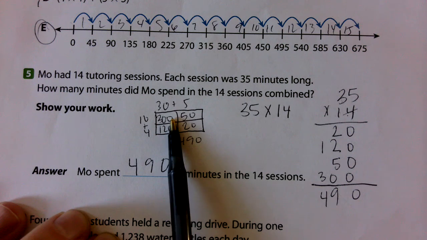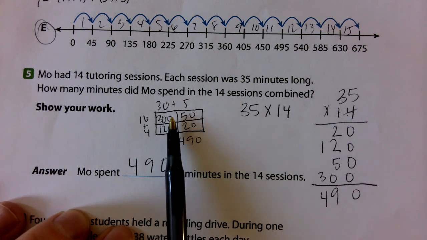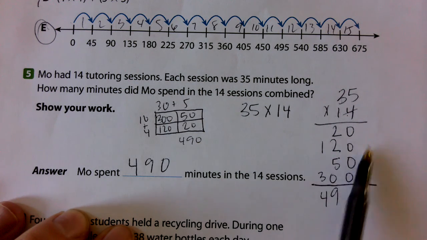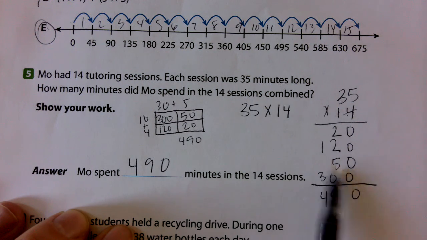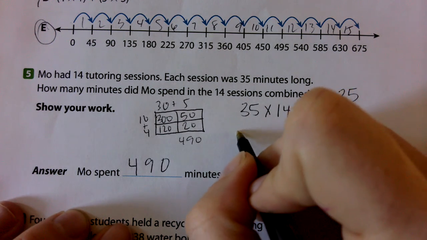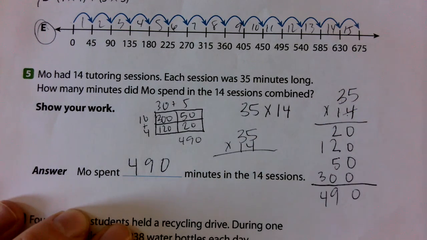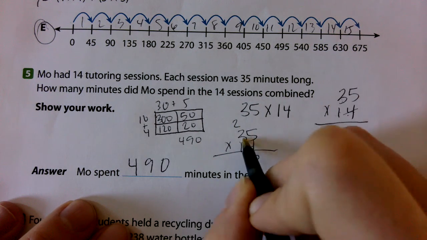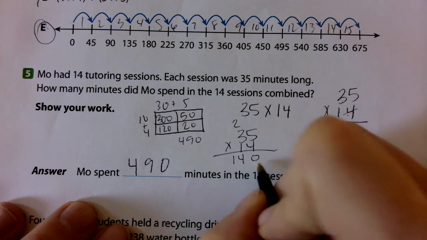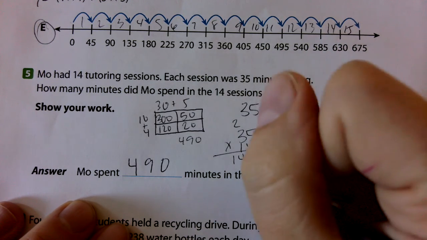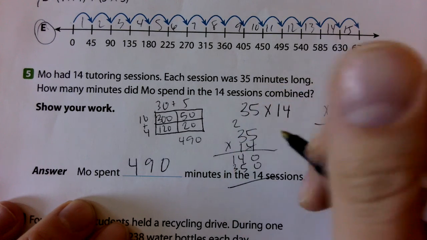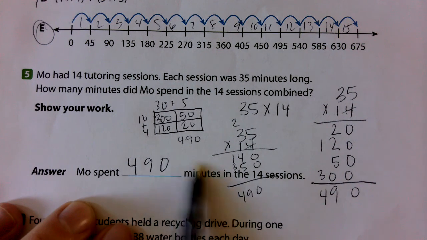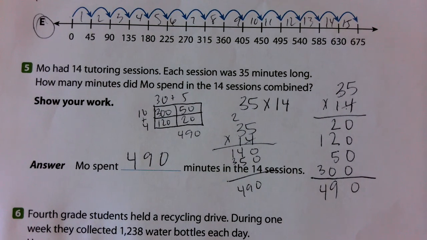But look at these numbers. What do you notice is similar? 300, 120, 50, 20. You're just finding the value of each digit and adding them together. You could also have done the standard algorithm, okay? And that would have still gotten you that same answer. It would have just gone 4 times 5 is 20, 4 times 3 is 12, plus 2 is 14. Put a 0 to hold that 4. 1 times 5 is 5. 1 times 3 is 3. Add that together, and you get 490. All right? So 490 minutes should have been your answer.